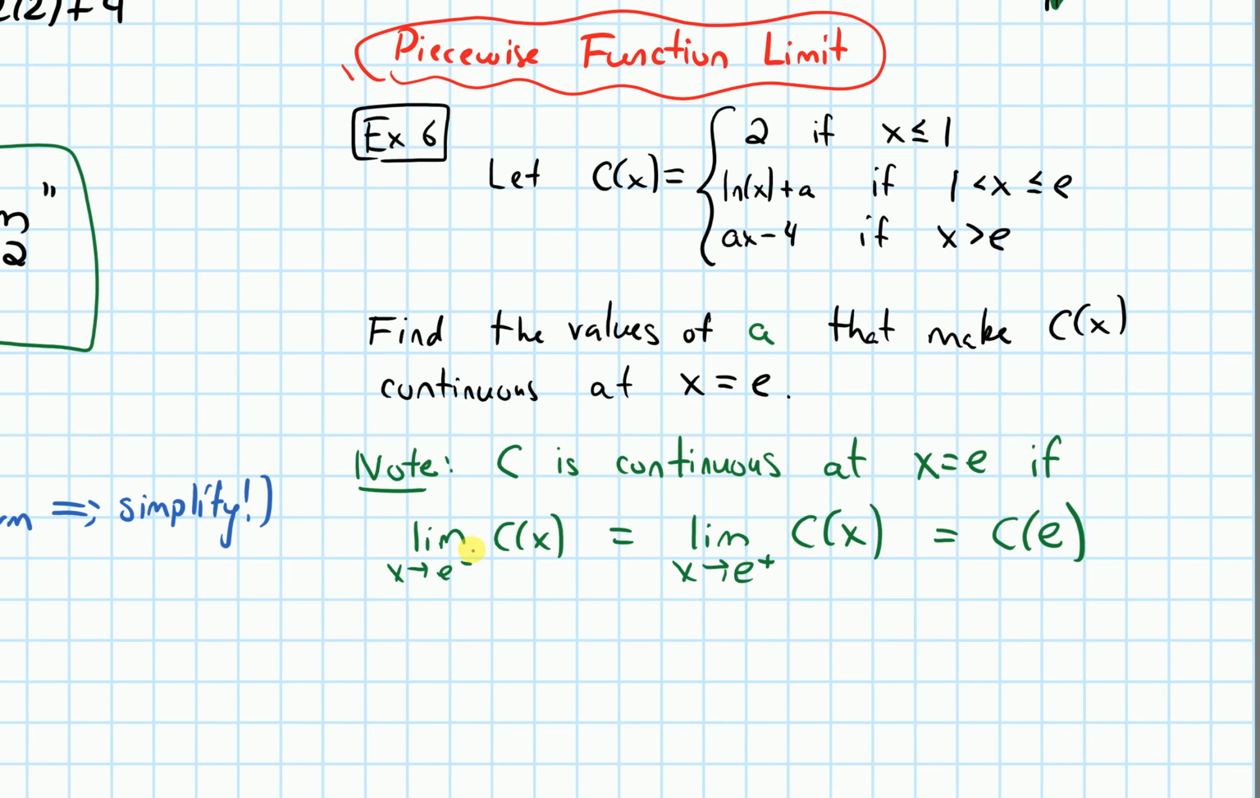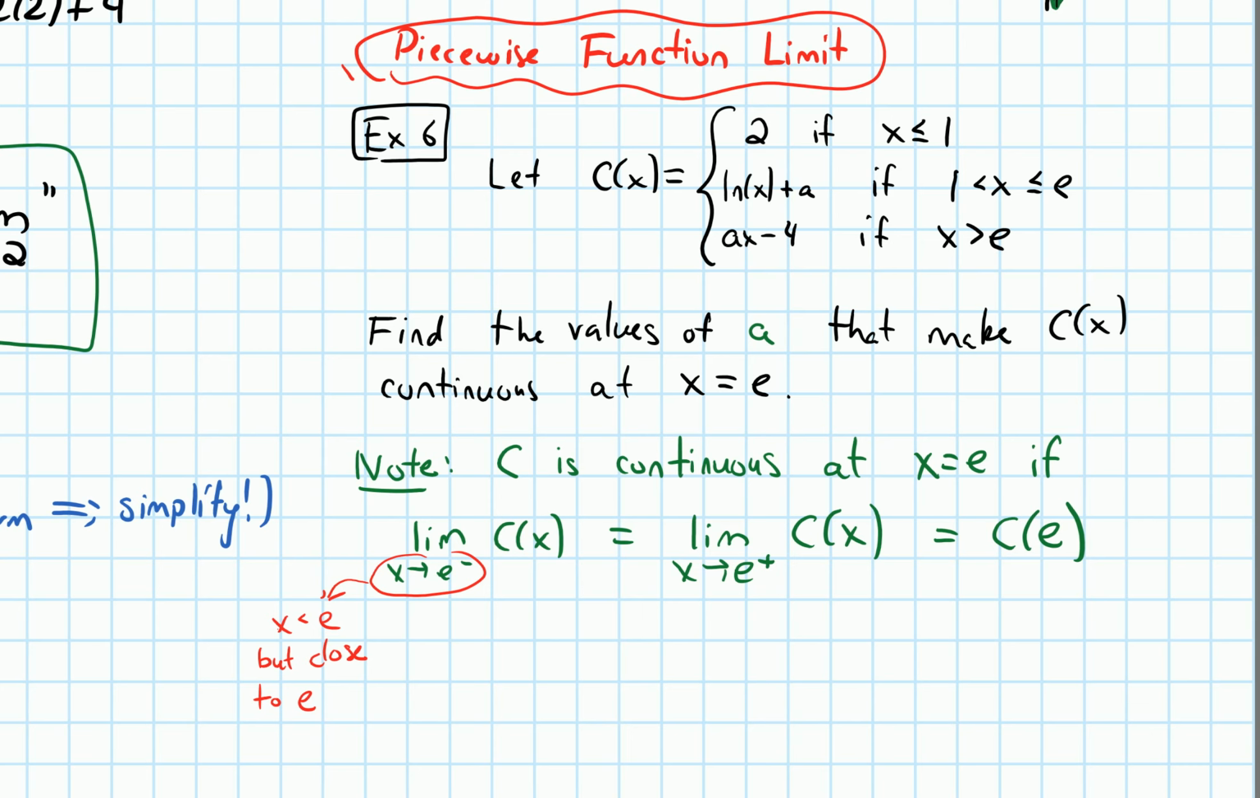Now we need to think about how we evaluate these limits. Let's begin with this limit as we're approaching e from the left. If we're approaching e from the left, that means that x is less than e, but it's close to e. It's close to e because it's a limit, and it's less than e because it's approaching e from the left-hand side.